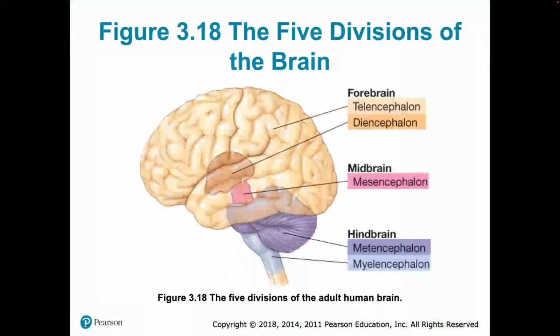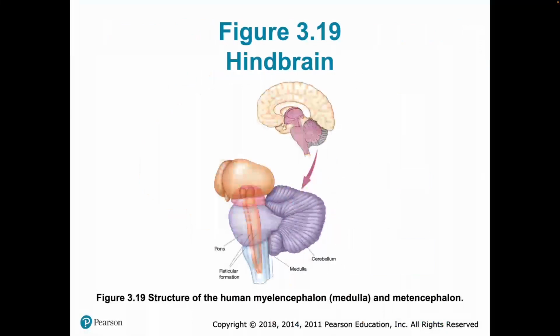We've talked about the 3 general and 5 more specific divisions of the brain. You need to mostly focus on the 3 general divisions. Let's walk through the first one of those 3, the hindbrain. So the hindbrain is sitting at the base of your brain stem.